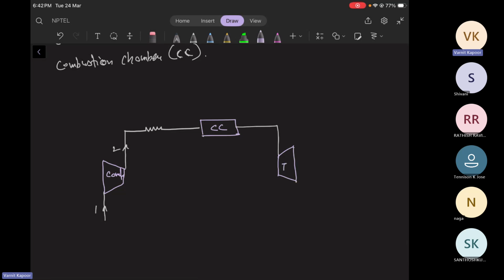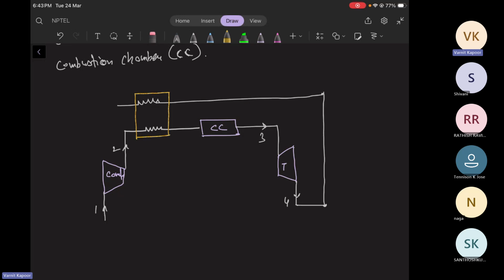Turbine. And the output of this turbine, instead of going directly to 1, is going here. Okay, so what is basically happening? This is 1, 2, 3, and the output of the turbine is 4. And there is a heat exchanger directly.